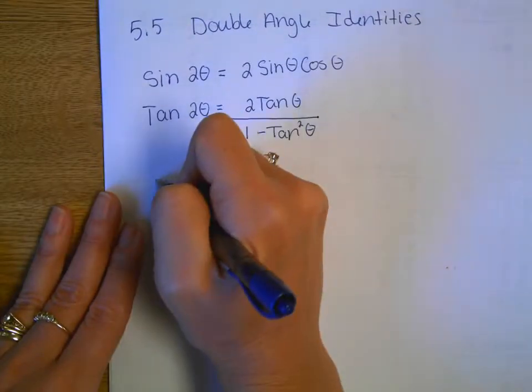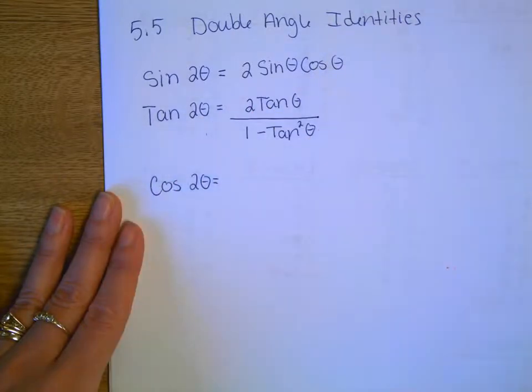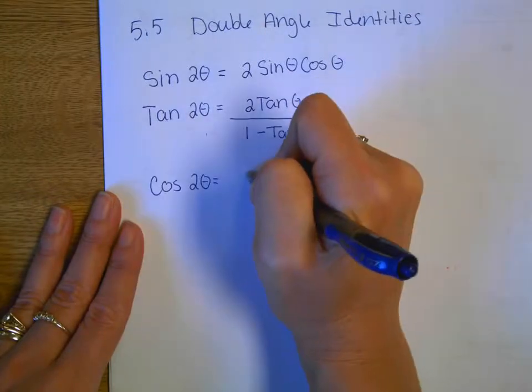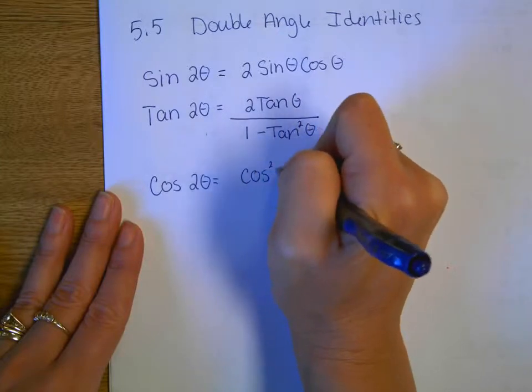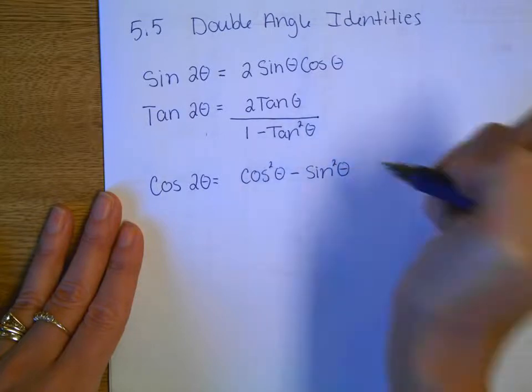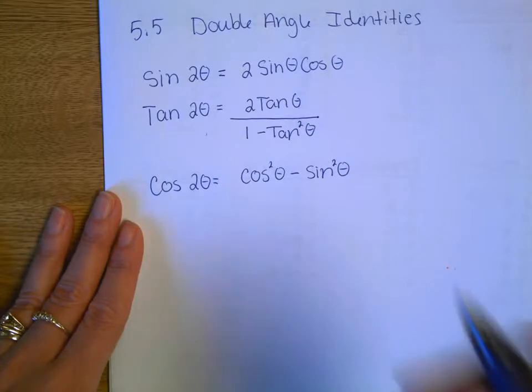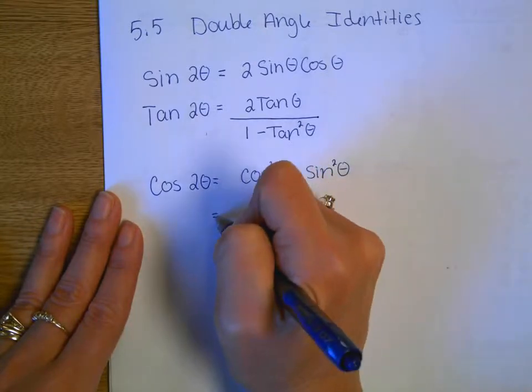And then cosine. Cosine actually has 3 versions. Because it equals cosine squared minus sine squared. And because we've got those squareds in there, and we have a Pythagorean identity that has cosine squared and sine squared together, you can get a couple other versions of this. I could show you the substitution in the algebra. I think I'm just going to give them to you instead, just to save some time. So there's one version of it.